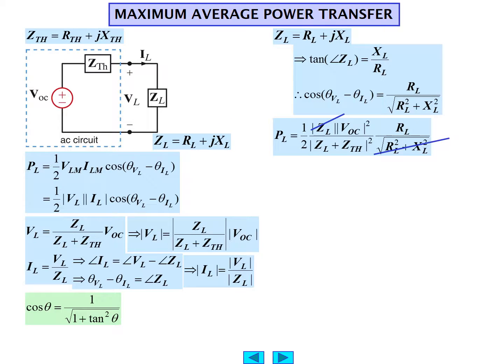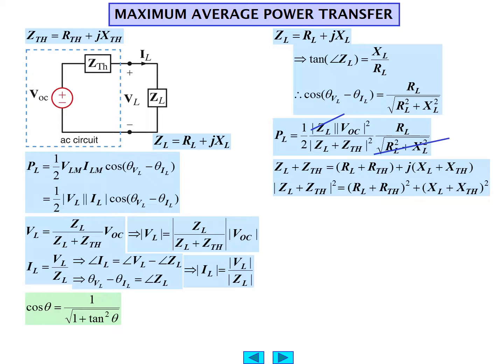Well, what we like to see is what we can eliminate, and the magnitude of Z sub L happens to be the square root of R sub L squared plus X sub L squared. So those two terms are eliminated from the solution. And we also know that Z sub L plus ZTH is, adding the real parts, R sub L plus RTH, plus j times X sub L plus XTH. And the magnitude of Z sub L plus ZTH would then be the square root of the quantity R sub L plus RTH squared plus the quantity X sub L plus XTH squared.